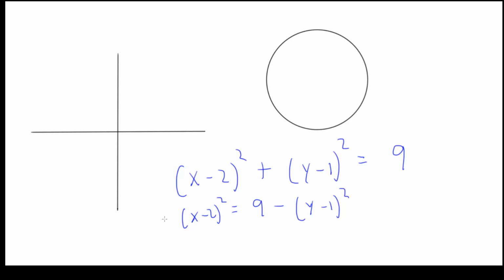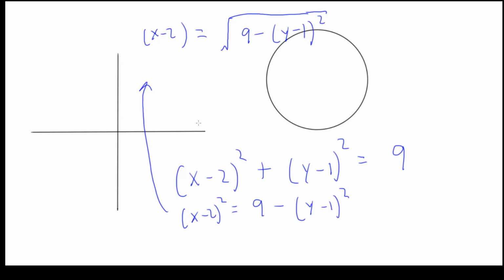Now, since I have this (x − 2)² and I want to get rid of the square, I would take the square root of both sides. The square root of (x − 2)² is just x − 2. And all that is equal to the square root of 9 − (y − 1)². Every time you take the square root, you have to do plus or minus. Because if you think about it, if you have the negative square root of 9 − (y − 1)² and you square it, you would get (x − 2)² also. So when you take the square root, you have to do a plus or minus.